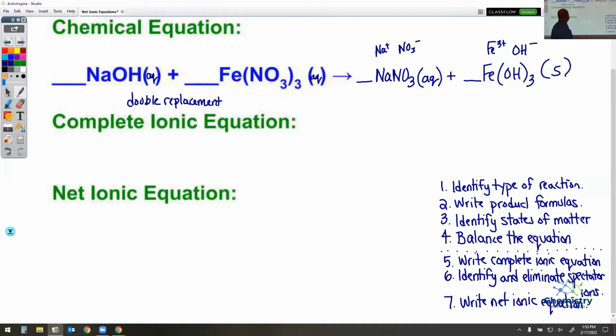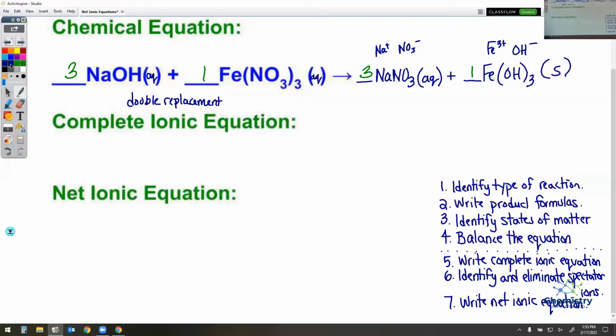Looking at our coefficients, we're going to need 3 hydroxides. So I'm going to put a 3 in front of sodium hydroxide. This will require me to put a 3 in front of sodium nitrate, completing the balancing for this reaction. We have, in this case, 3 sodium hydroxides reacting with 1 iron 3 nitrate, forming 3 sodium nitrates and 1 iron 3 hydroxide. Now let's take a look at what our complete ionic equation would look like.